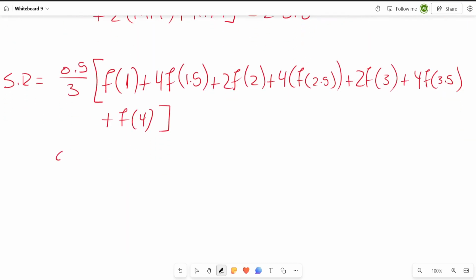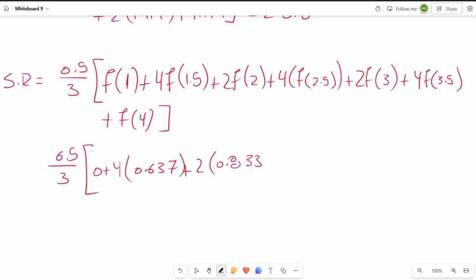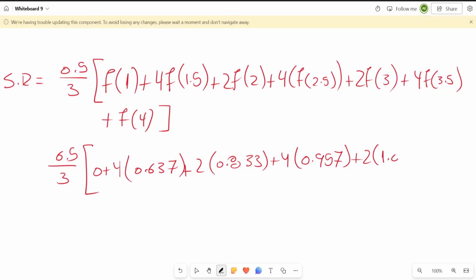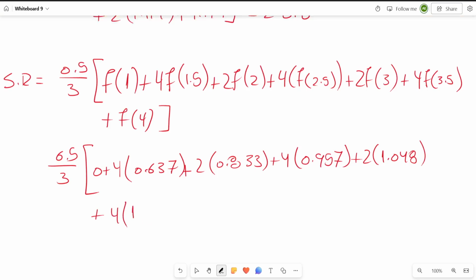So this over here is going to equal 0.5 over 3 multiply f of 1, which again is 0, plus 4 times f of 1.5, which is 0.637, plus 2 times 0.833 plus 4 times 0.957 plus 2 times 1.048 plus 4 times 1.119 plus the last one is 1.177.